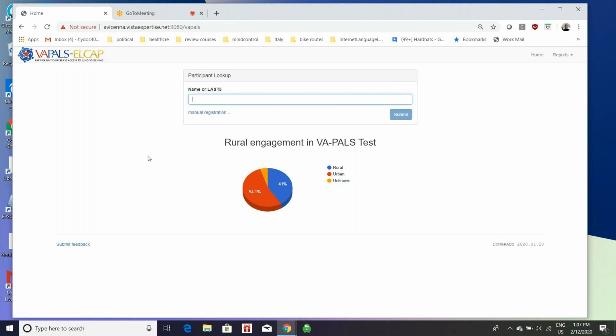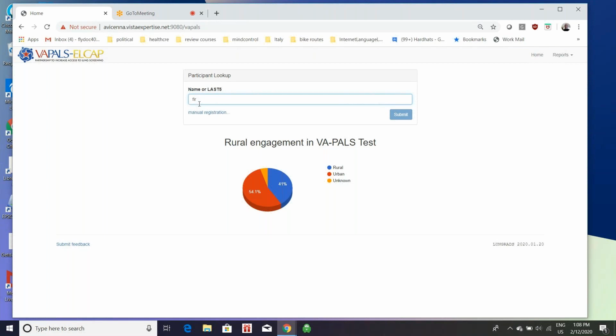All right. Hello, everybody. This is Matthew King, and what I want to show today is some of the new features that we have in the VAPALS system. And the last time I think we showed this, the patients were preloaded in the system, and you could find a patient, and then you could go ahead and enroll them, register them into the program.